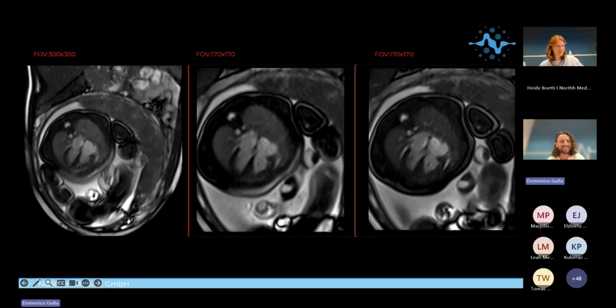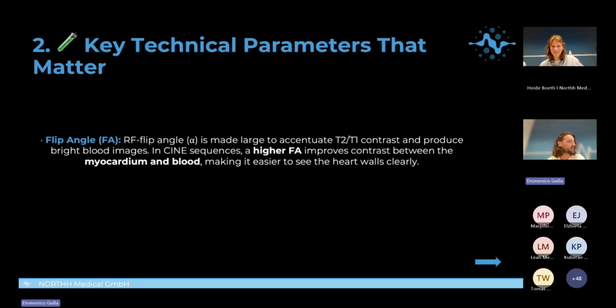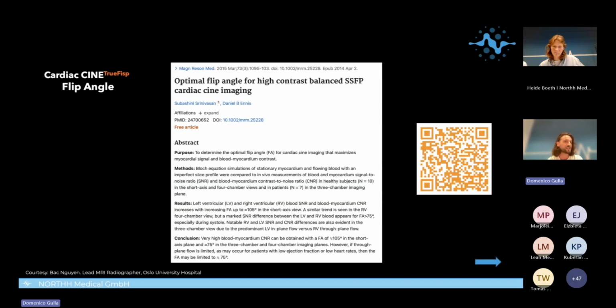Okay, now we jump to the key technical parameters that matter. Flip angle, which Marjolein was also talking about. Flip angle is made larger to accentuate T2 and T1 contrast and produce bright blood images. In cine sequences, a higher flip angle improves contrast between the myocardium and the blood, making it easier to see the heart wall clearly. Here I'm moving on to the cine sequences and what the optimal flip angle is in adult cardiac acquisition.